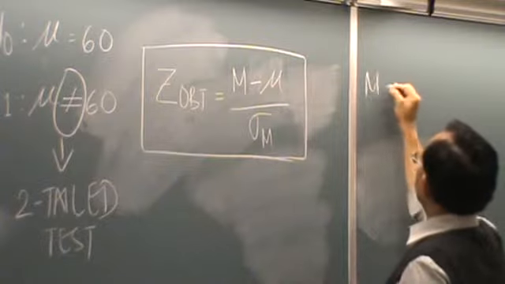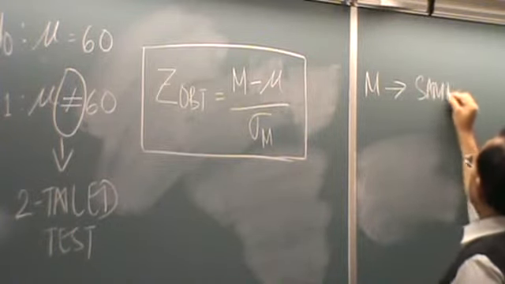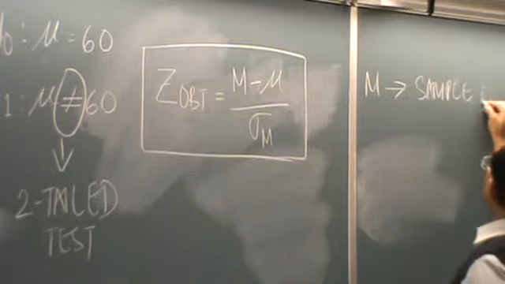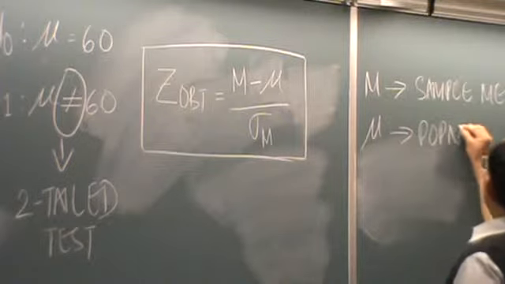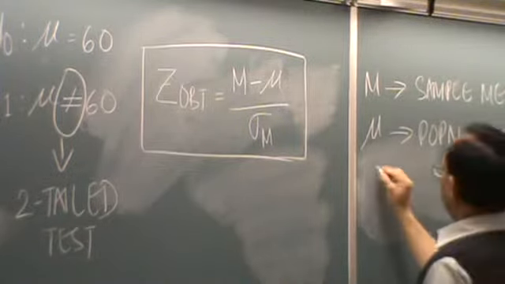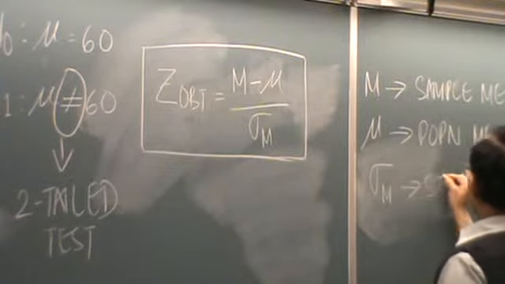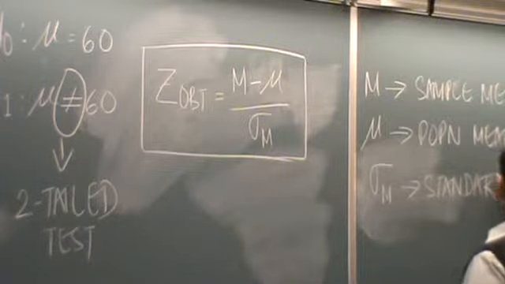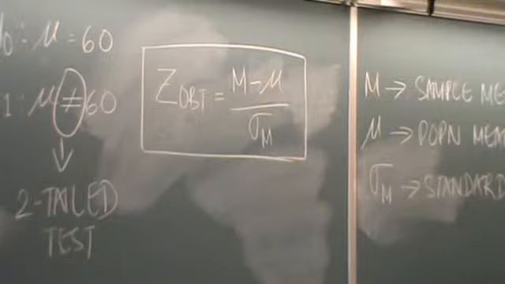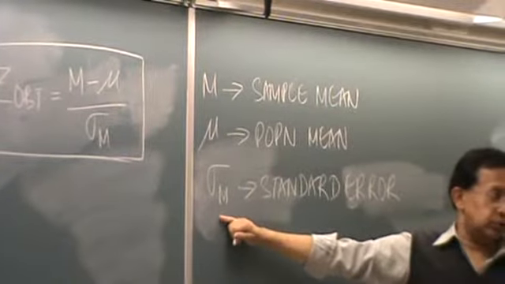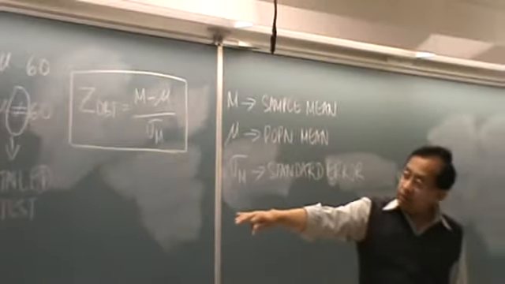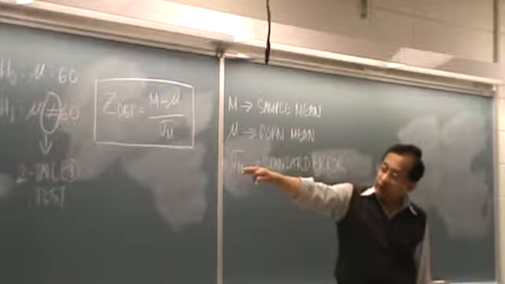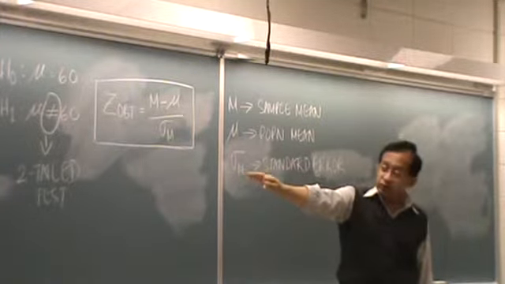So here M is the sample mean, mu is the population mean, and sigma M is the standard error. All these three things we need to have, but we don't have this one, right? All we have is the value for the sample size. We have the standard deviation from the population, sigma, we have that.